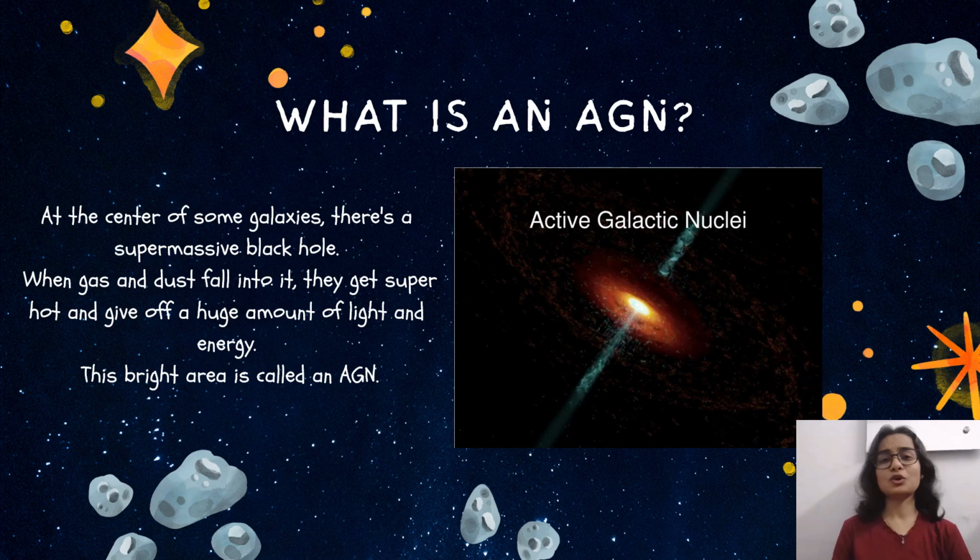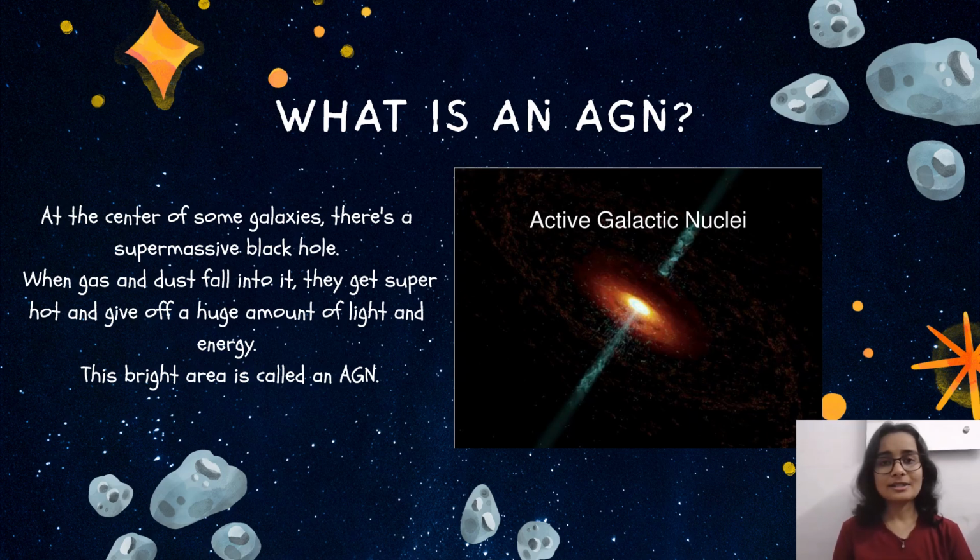In our last video, we talked a lot about galaxies, like their structures, types, and many other things. But what exactly is an AGN? AGN stands for active galactic nucleus. That means we are talking about the central part of some galaxies. Some galaxies have supermassive black holes at their center.